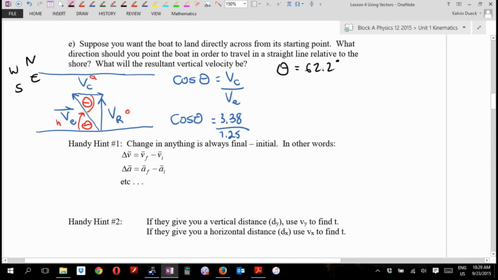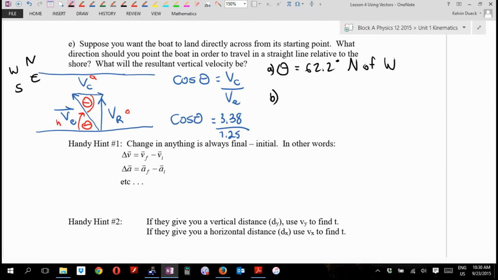North of south, east of west? What of what? The "of blank" is going to be the horizontal or vertical line, so it's going to be of west. What direction of west? North, west. Let's call that part A. Part B says, hey, what is the resultant vertical velocity?